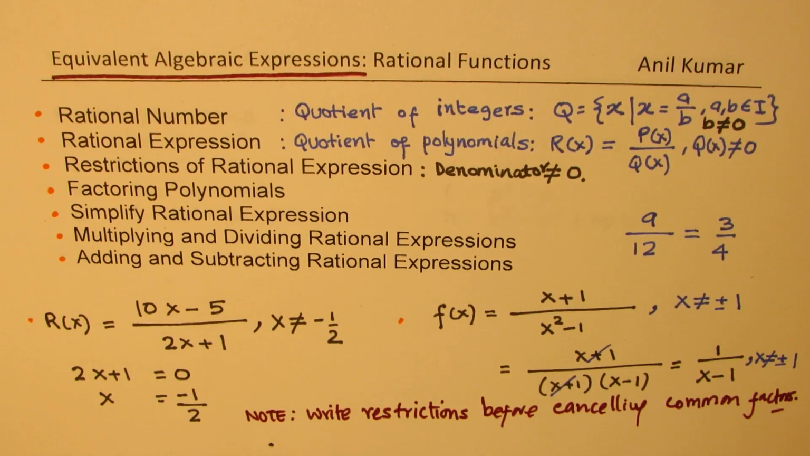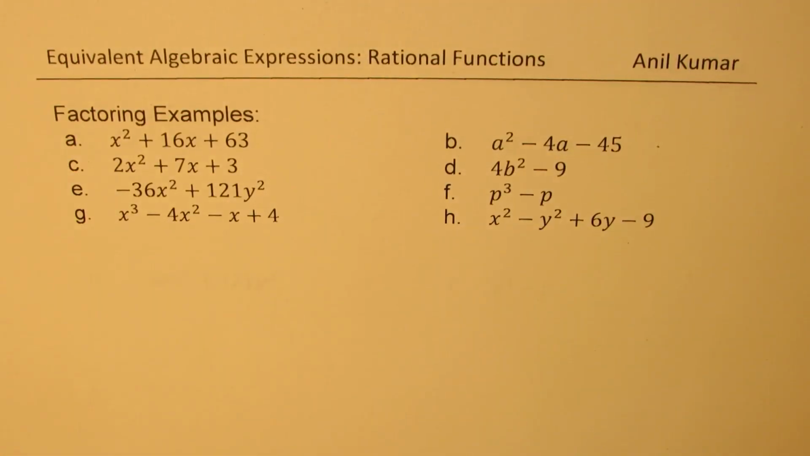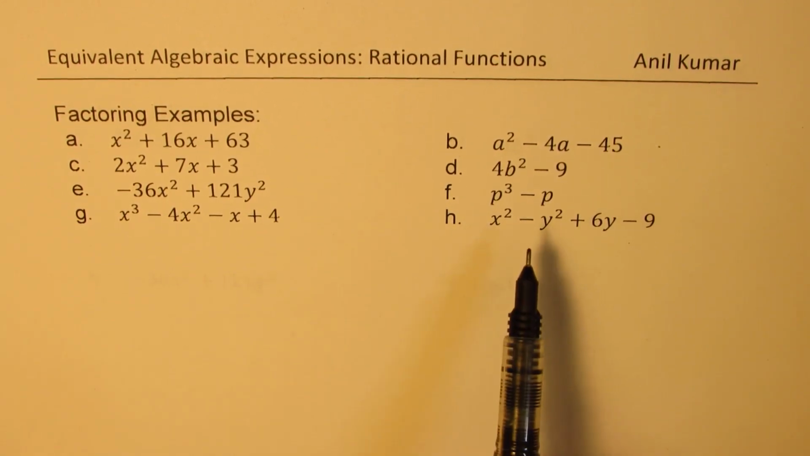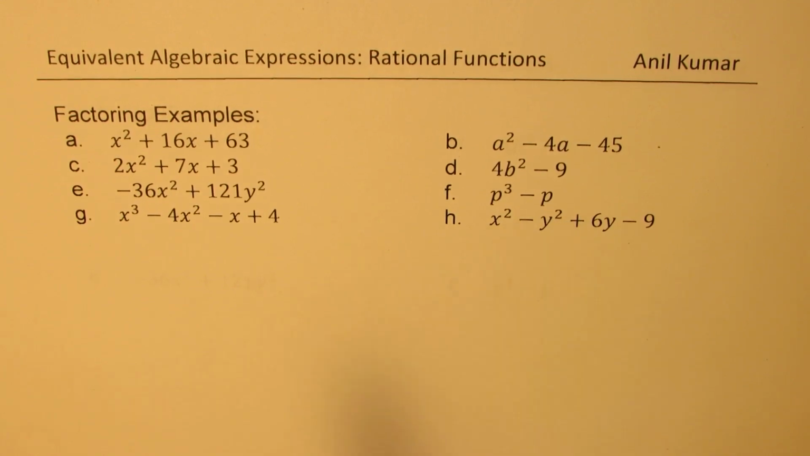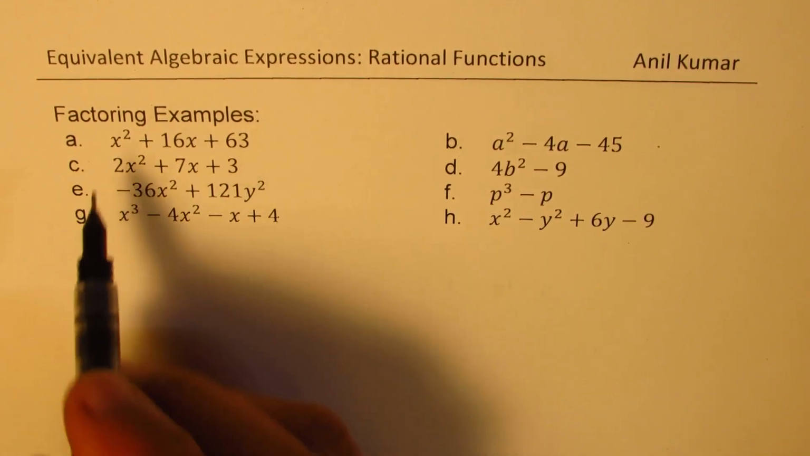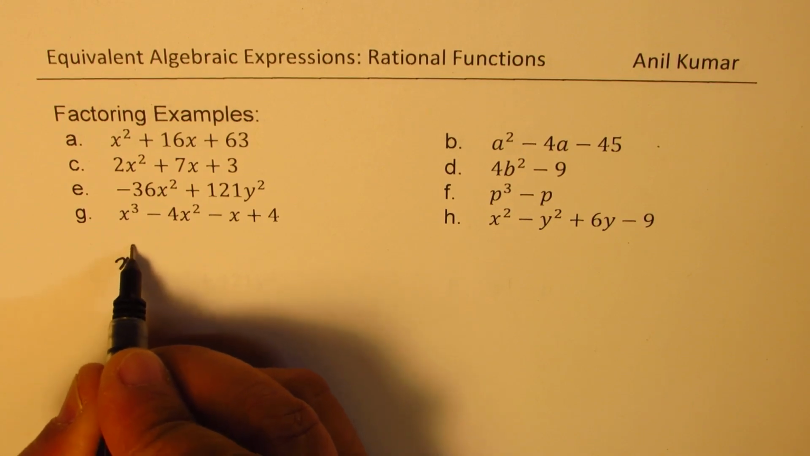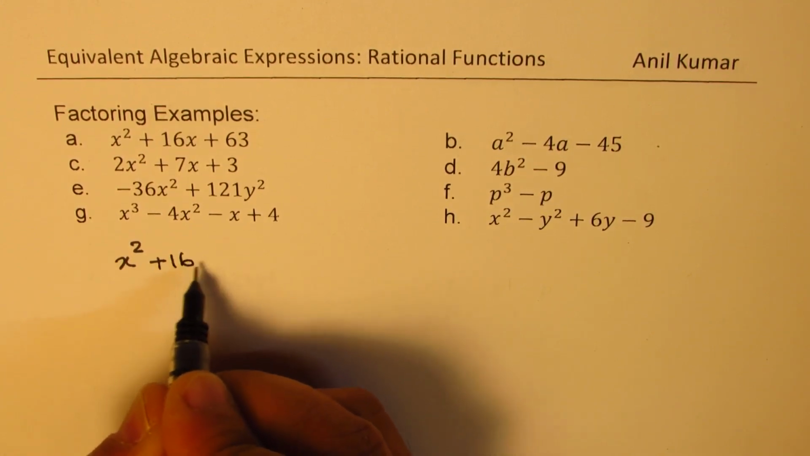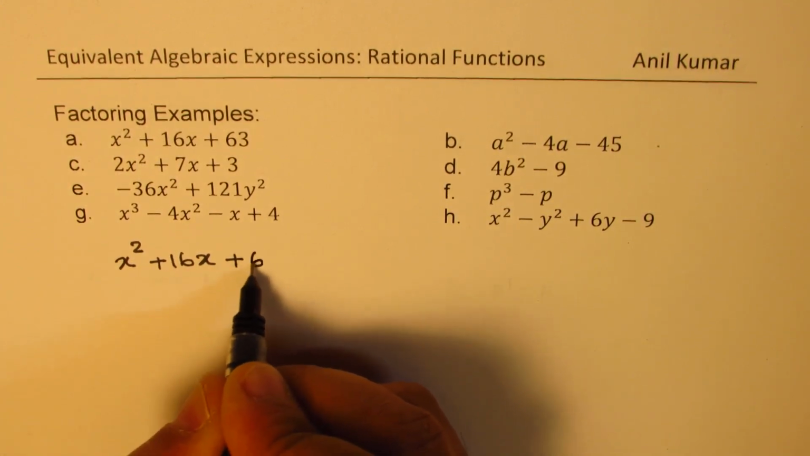Correct? Now let's practice a few examples and review the factoring of polynomials. So here are 8 examples. They're kind of different types, but they will help you to review what you have already learned. So let's begin with the very first one, which is x squared plus 16x plus 63.